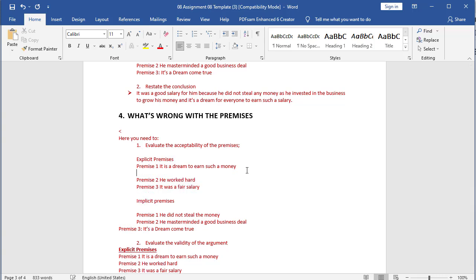So what you do here, the first thing maybe that you can do is, okay, I can say it's not acceptable. Why are you saying it's not acceptable? Which means that you are going to evaluate each and every premise, if it's acceptable or not acceptable. Remember, you have your own assignment where you have the opposite of what is being said here. So what is being said here, is it acceptable to you?